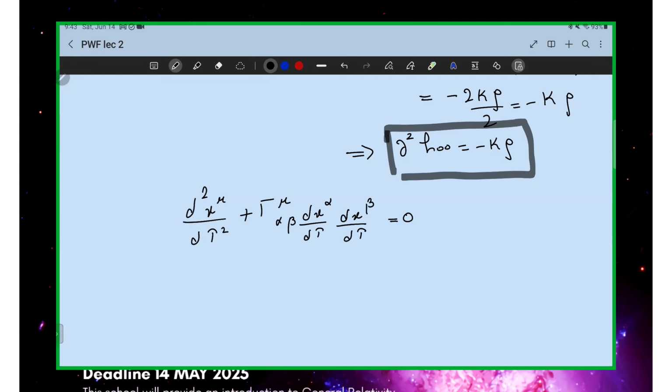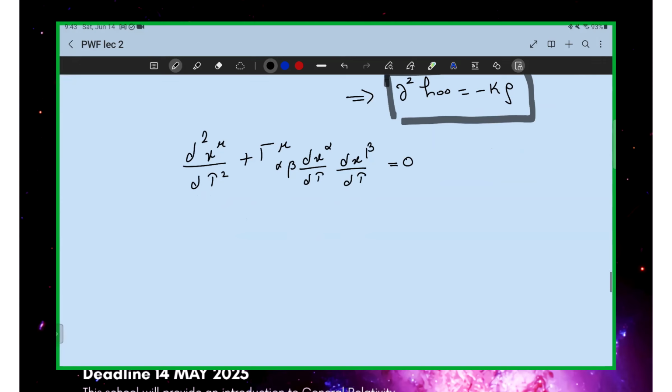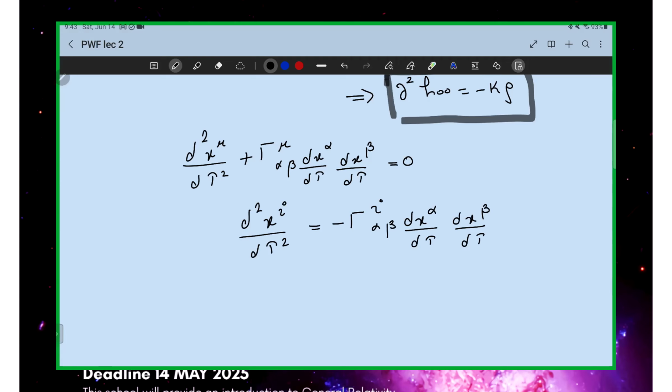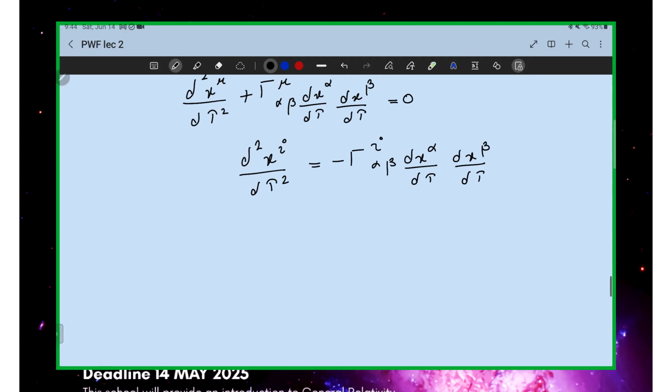Now, if I take an arbitrary spatial component of this equation, so mu is equal to i, I get something, well, let me take it to the other side. Yeah, this is what you get. Now, let's try to calculate this Christoffel symbol. If you try to calculate it, you will get something like this.